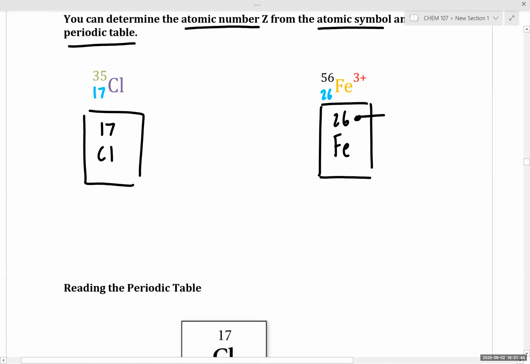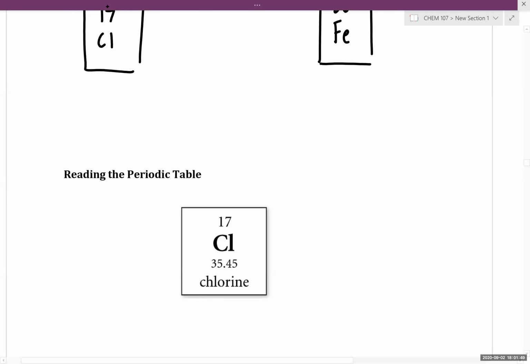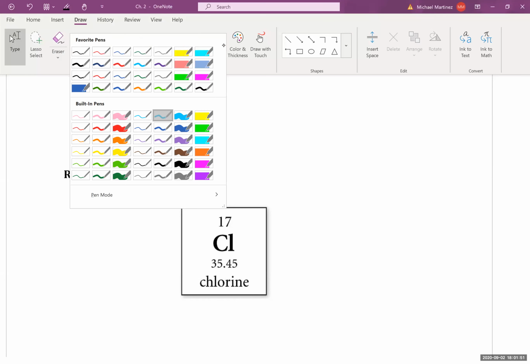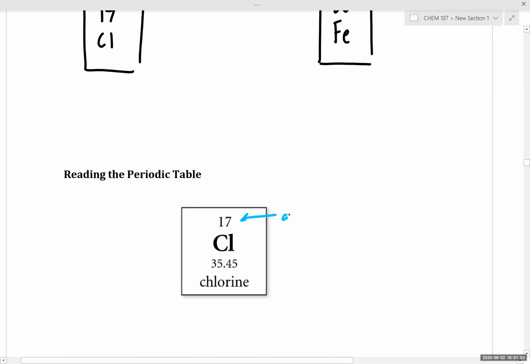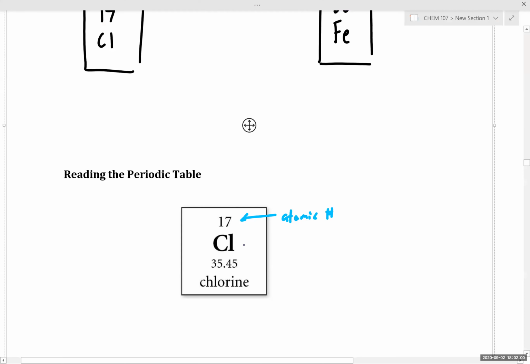Now, in reading the periodic table, once again, when you look at the symbol, the number on top of the symbol is your atomic number. We of course have the element symbol below. And then finally, we have the average atomic mass.